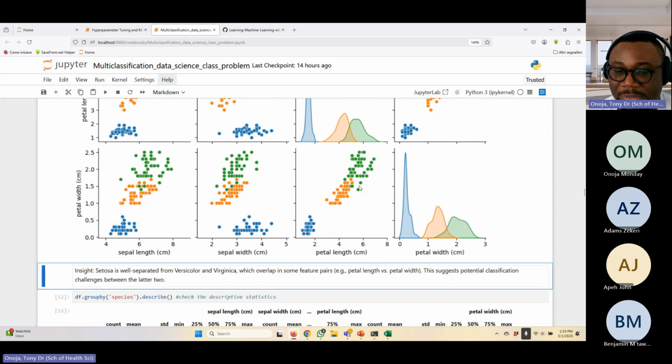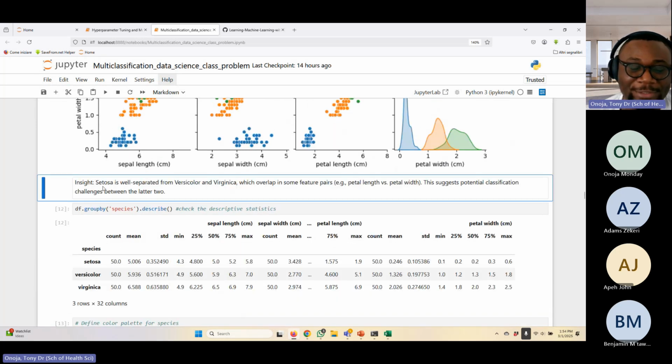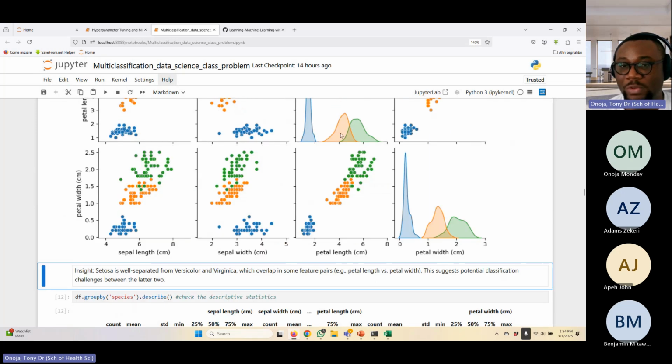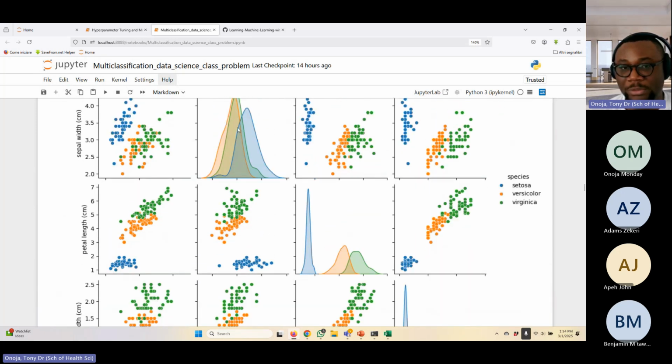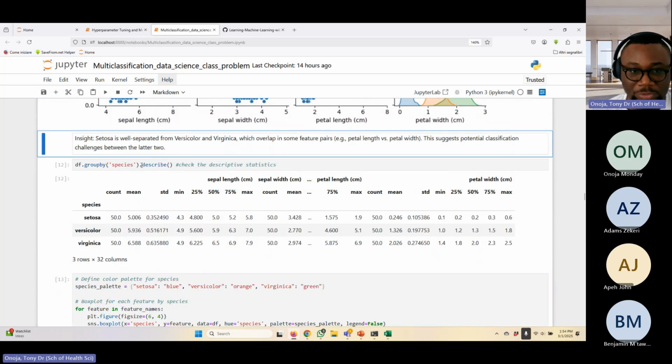If it's a medical analysis, we will try to ask why, what makes them unique? We'll begin to investigate them to see why. So they say Setosa is well separated from Versicolor and Virginica, which overlap in some feature pairs, like the petal length versus the petal width. This suggests the classification challenge is going to be between the two. Really, because you could see that these two are always struggling between themselves. So we should take note of that.